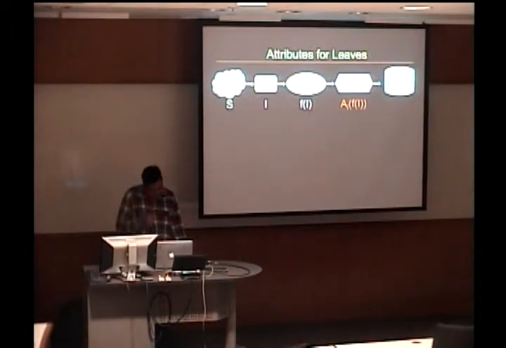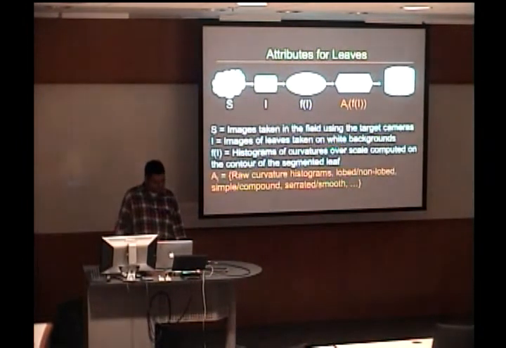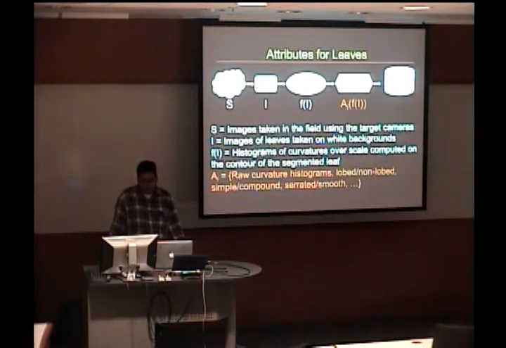And so using this, we basically can train a number of attributes. The attributes we can use, well, we could use these features directly. We could also train attributes for things like lobed or non-lobed, simple or compound, serrated or smooth. All the things that we saw in the field guide, except that rather than a human having to do it, the computer can do it automatically using these features. And then using this, again, we store all the images and the attributes in our database.